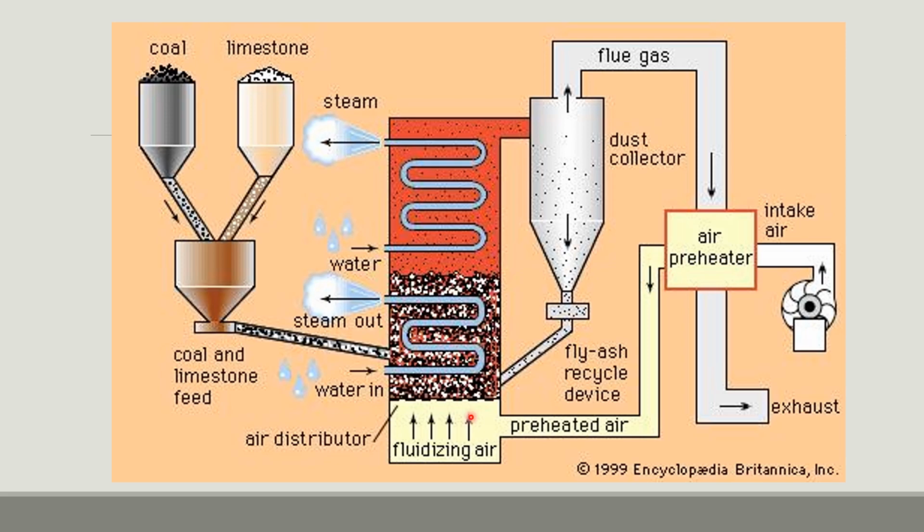What happens is that some of the pieces may get outside, so we provide a dust collector over here, which sends the small particles of coal and limestone back into the boiler. The flue gases are removed via this pipeline, and further removed by the exhaust.